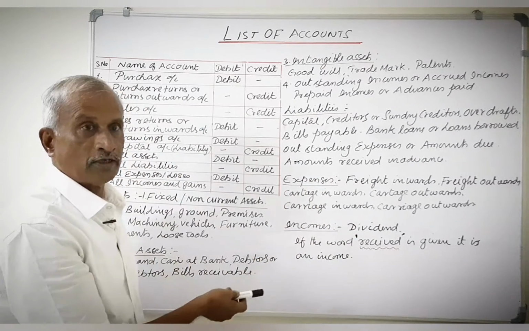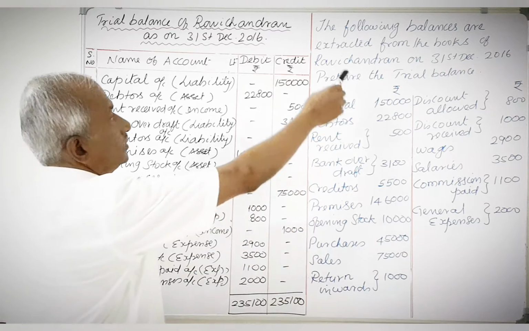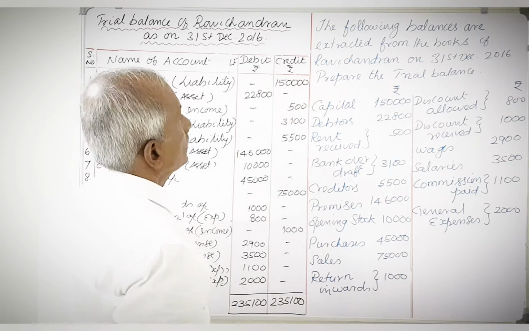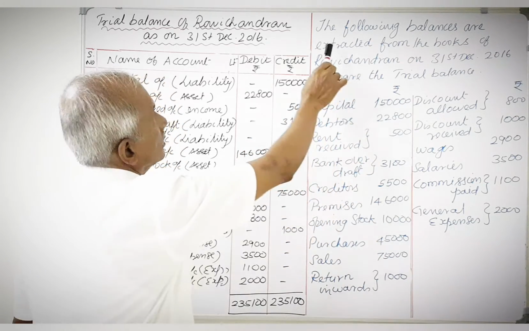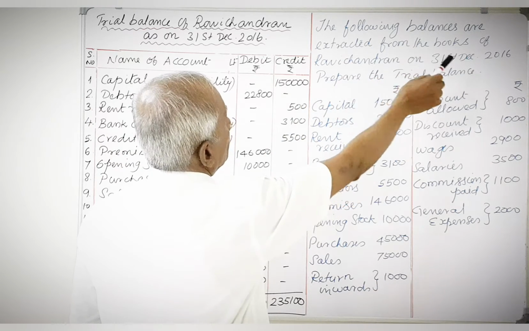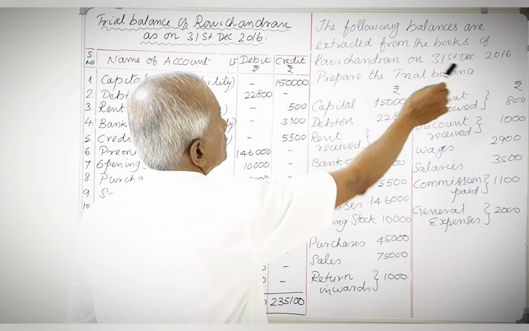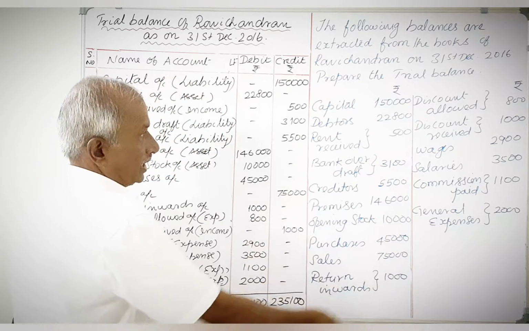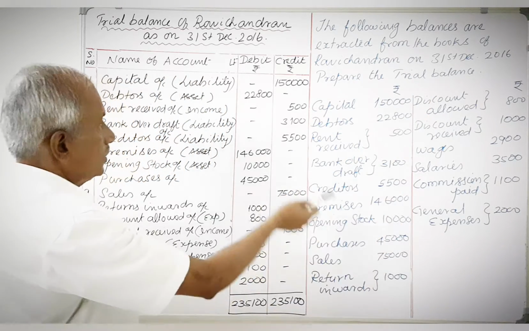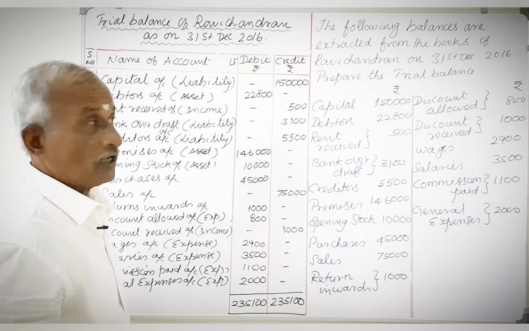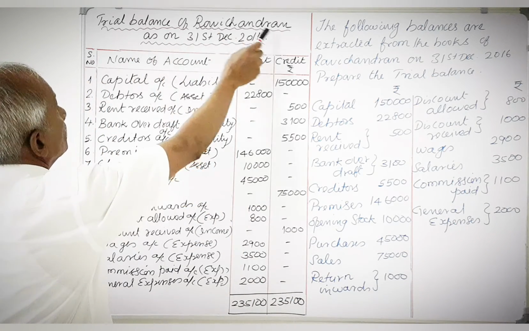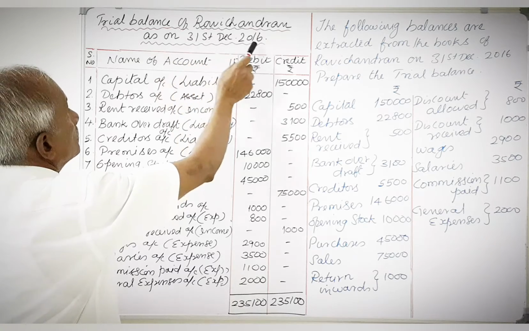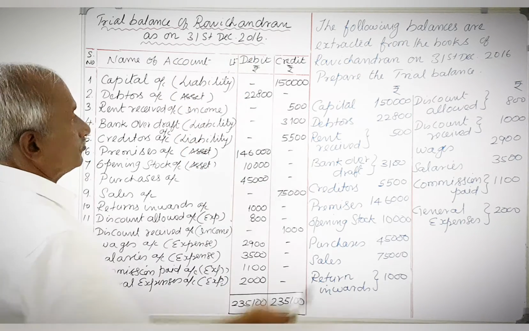Now let us try a few sums. Let us try sum number 1. The following balances are extracted from the books of Ravichandran on 31st December 2016. Prepare the trial balance. You are given balances of various ledger accounts and you have to prepare a trial balance. Trial balance of Ravichandran as on 31st December 2016.